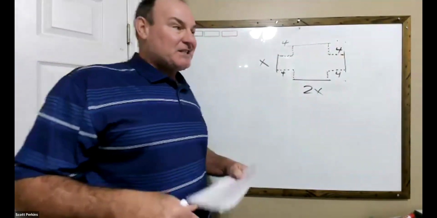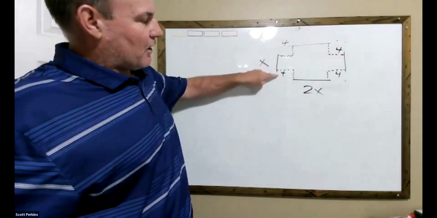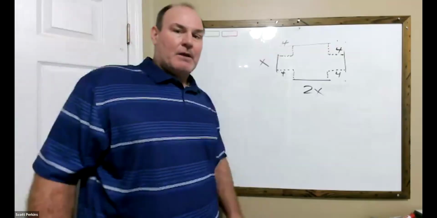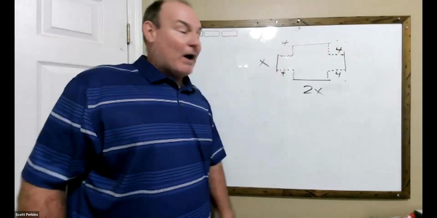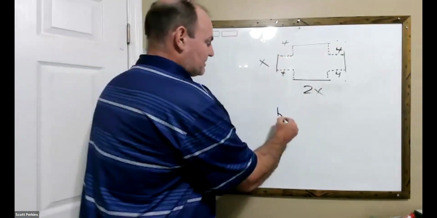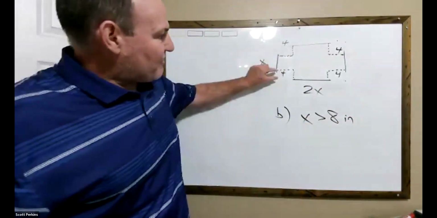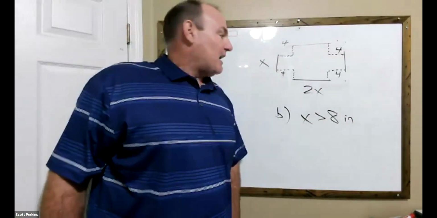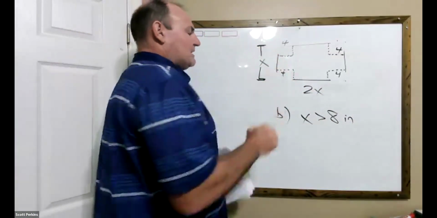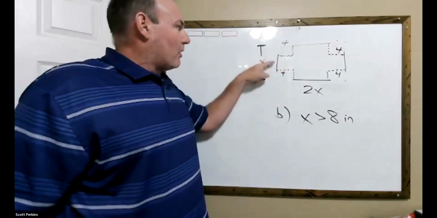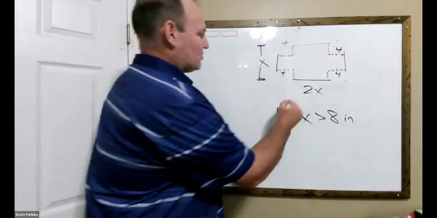So the second part to the problem is, what's the restriction on X? Well, here's the thing. If I cut off 4 inches here, and I cut off 4 inches here, how big does X have to be so that there's any cardboard left? Well, X would have to be bigger than 8 inches, right? Because I've got 4 inches here and 4 inches here. If this whole side from here to here is like 5 inches, I don't have enough cardboard to cut off 4 on this side and 4 on that side. So X has to be bigger than 8 inches.